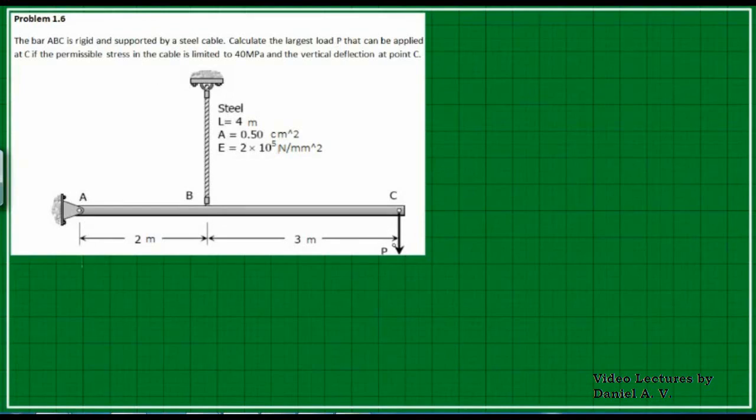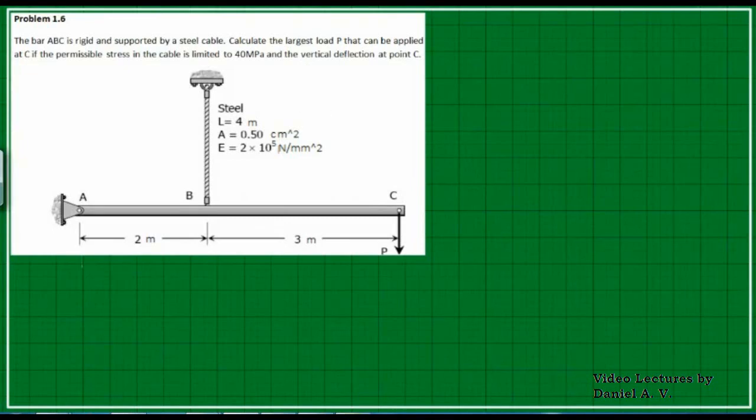So this is the load P, if the permissible stress in the cable is limited to 40 megapascal. So this cable can take a maximum stress of 40 megapascal. That's what is said in the problem. Along with that, we need to calculate the vertical deflection at point C. So how much will this particular point be deflecting? Because of this load, it will deflect downward. What is the maximum deflection we are going to get? That's the problem that we have in our hand.